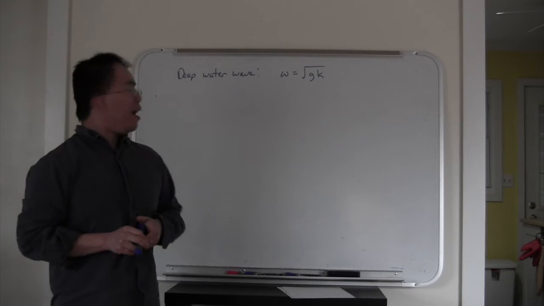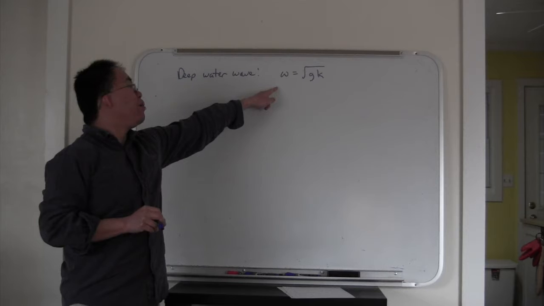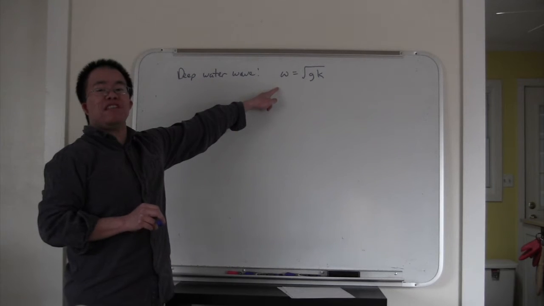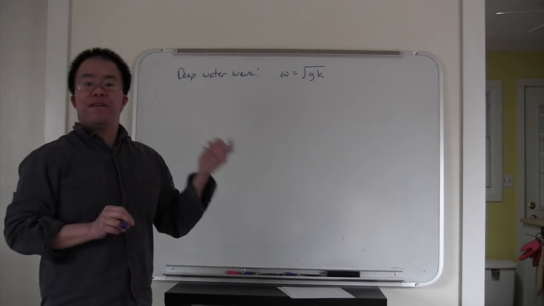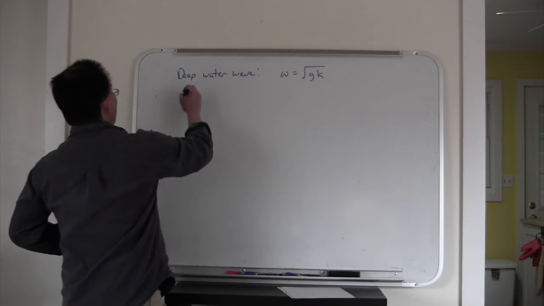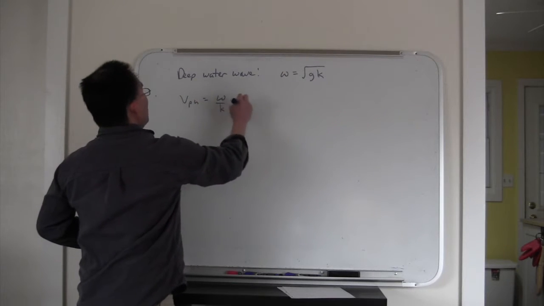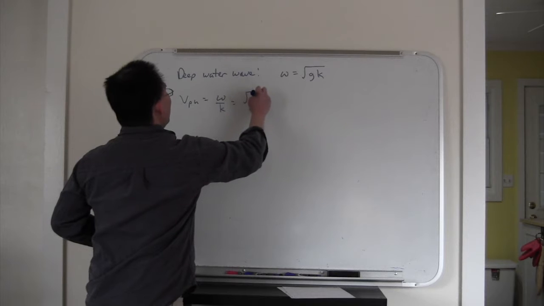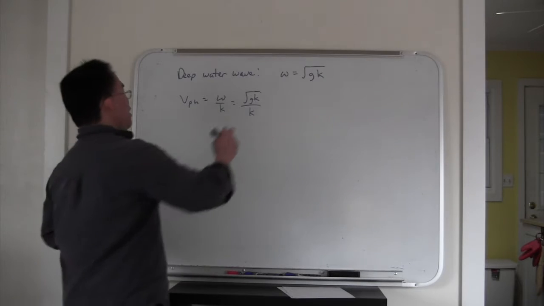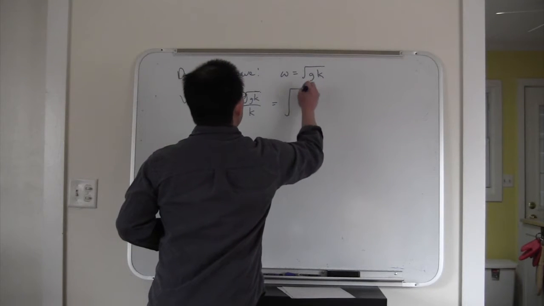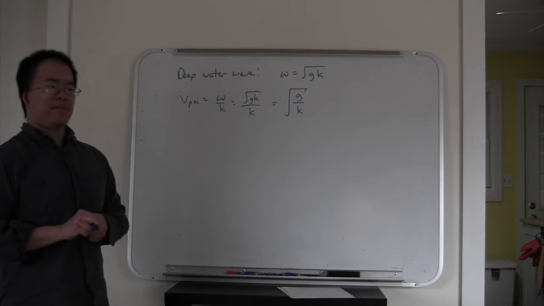Okay, so I asked you to think about a deep water wave that has this dispersion relation, omega equals square root of g times the wave number k. So to find the phase velocity here, the phase velocity is omega over k, so that's root gk divided by k, or square root of g over k.